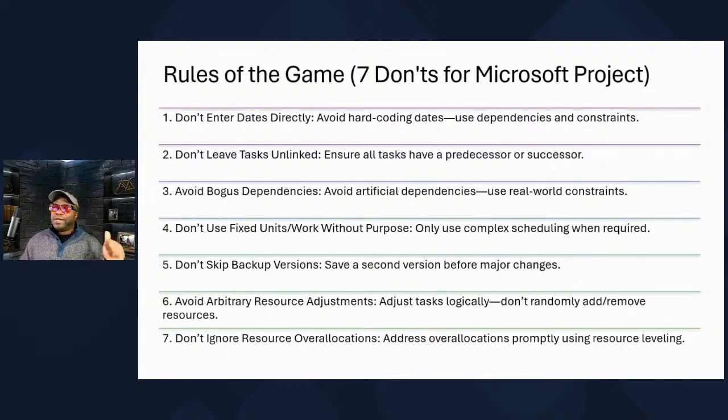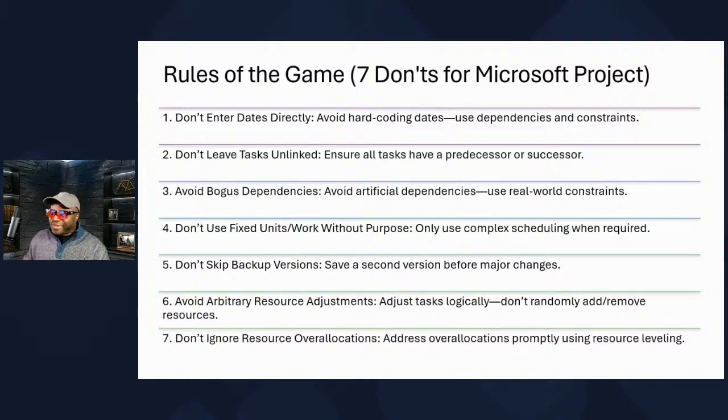Very quick. Number 1, don't enter dates directly into Microsoft Project. You got to avoid hard coding the dates. Number 2, don't leave tasks unlinked. The whole idea about the train station and the carriages, and the front is the engine. And as the engine is moving, how would you like to be left behind in the carriage in the station? You wouldn't like that, right? So don't do it in MS Project.